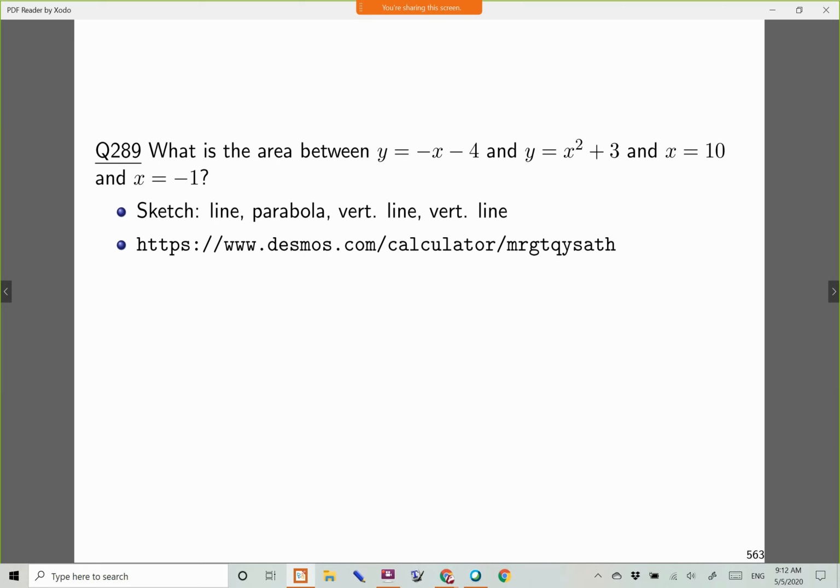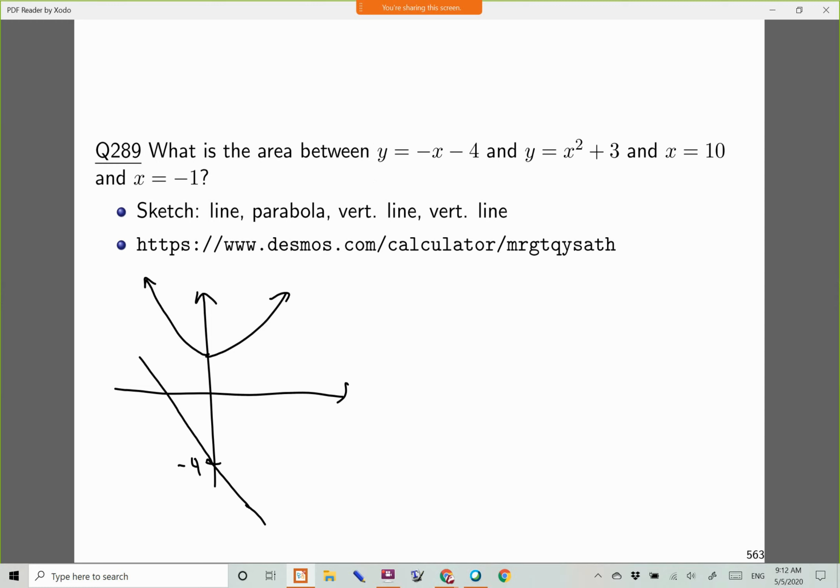Let's take a look at a picture, but even before clicking to look at the picture, if you just did a very rough sketch, with or without axes, like I'll just draw axes this time because these are not so bad, you've got a y-intercept of -4, slope -1, looks roughly something like this. Parabola, standard parabola that's shifted up 3 units, probably something like that.